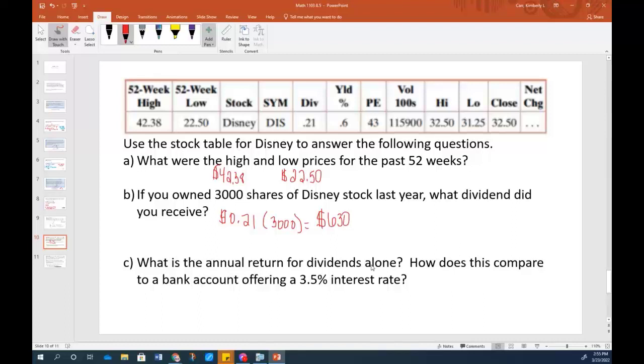Now, what is the annual return for dividends alone? Again, for that annual return, you want to take the yield percentage. That yield percentage is 0.6%. Now that's less than 1%. It's already got a decimal in it, so that's less than 1%. How does that compare to a bank offering a 3.5% interest rate? That is much lower.